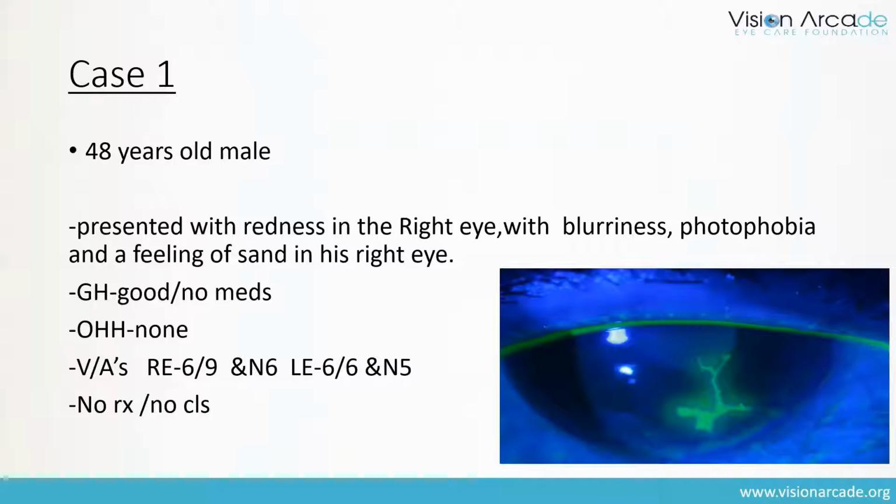So this is a 48-year-old male. He presented with redness in the right eye, blurriness, photophobia, and a feeling of sand in his right eye. Generally, he feels healthy. He's not on any medications. Ocular health history is non-contributory, visual acuities are 6/9 and 6/6, and N6 and N5 for close-up, and he doesn't wear any contact lenses at all. Sean, I don't know if you want to bring up the first poll. If we can just choose what we think the answer is for that particular presentation.